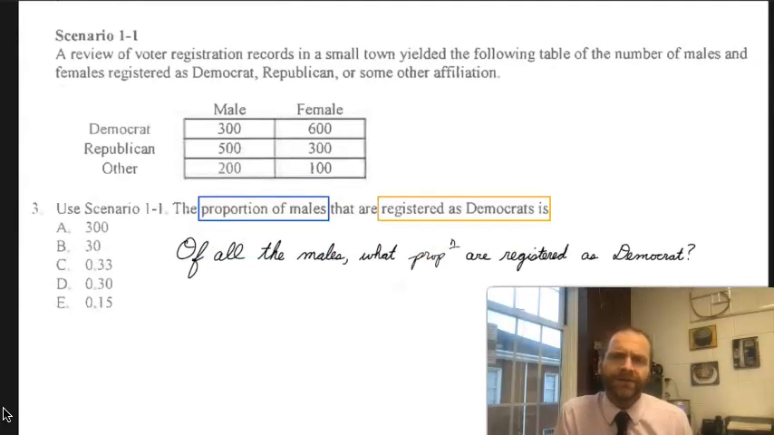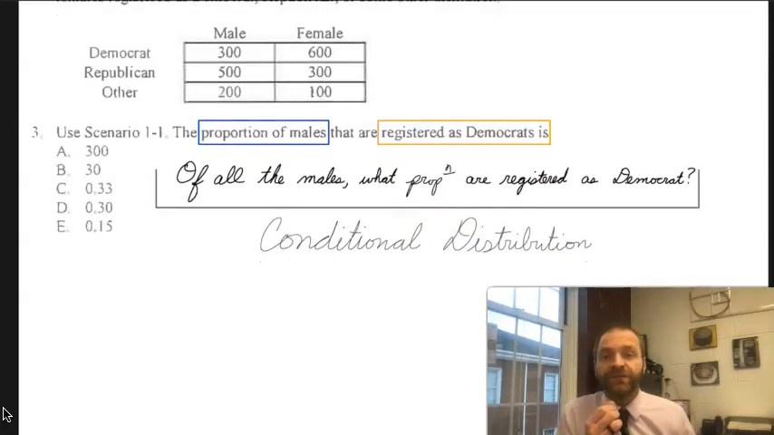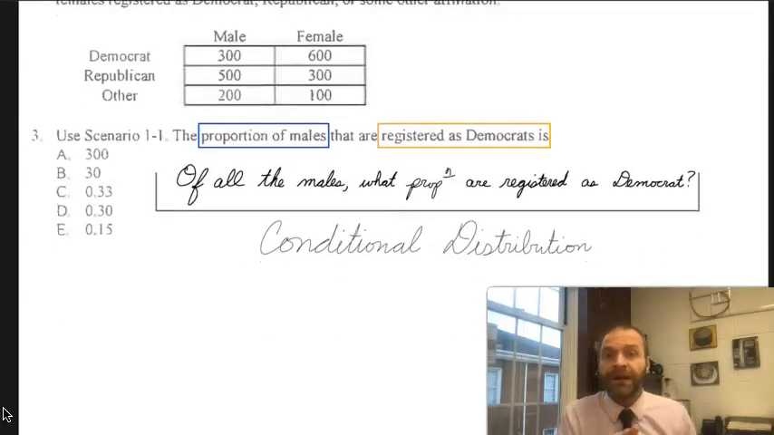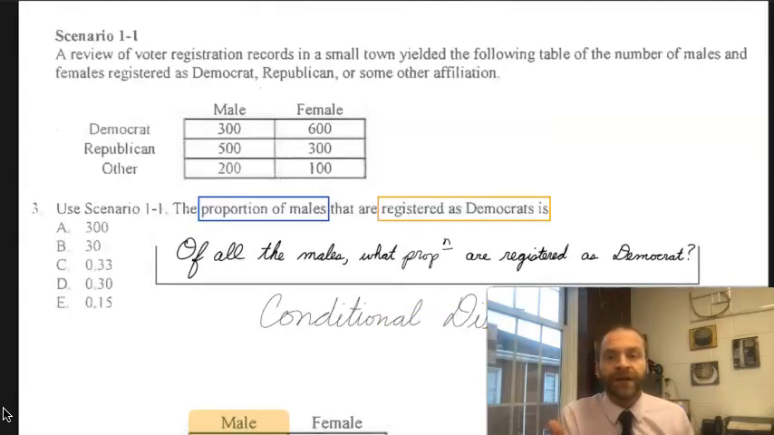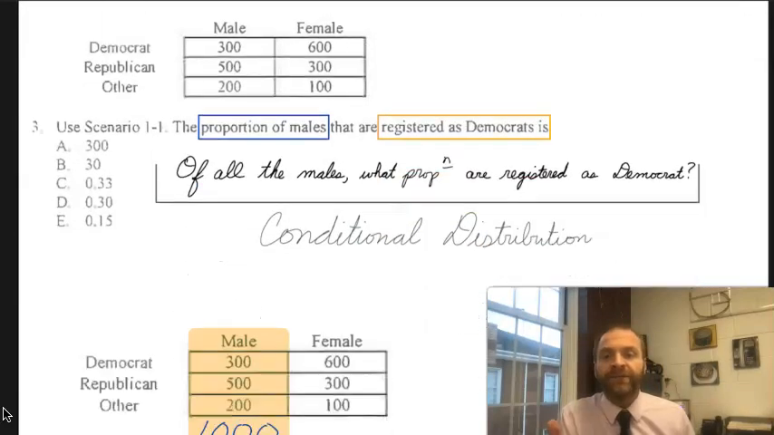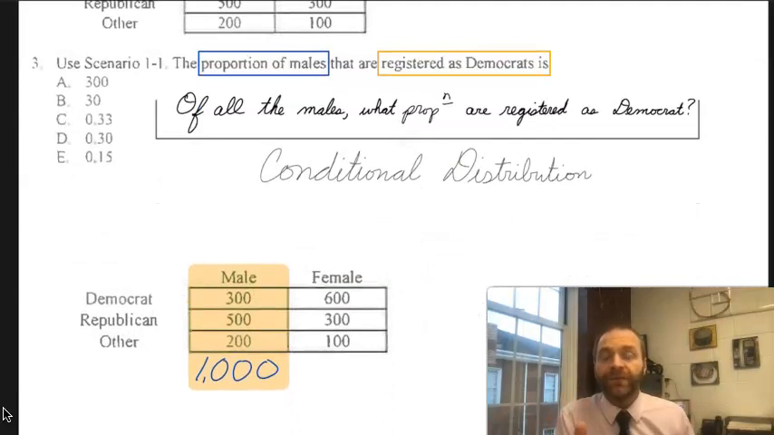Of all the males, what proportion of them are registered as Democrats? That's really what this question is asking: of all the males, what proportion of those are registered as Democrats, which means my total for this conditional distribution is based off of the male column, the 300, the 500, and the 200. So this is conditional distribution. Question 4, hint. Now we have to figure out how it's going to work. And so I'm going to base it off of the column for males. And so I have here 1,000 is the total for the males.